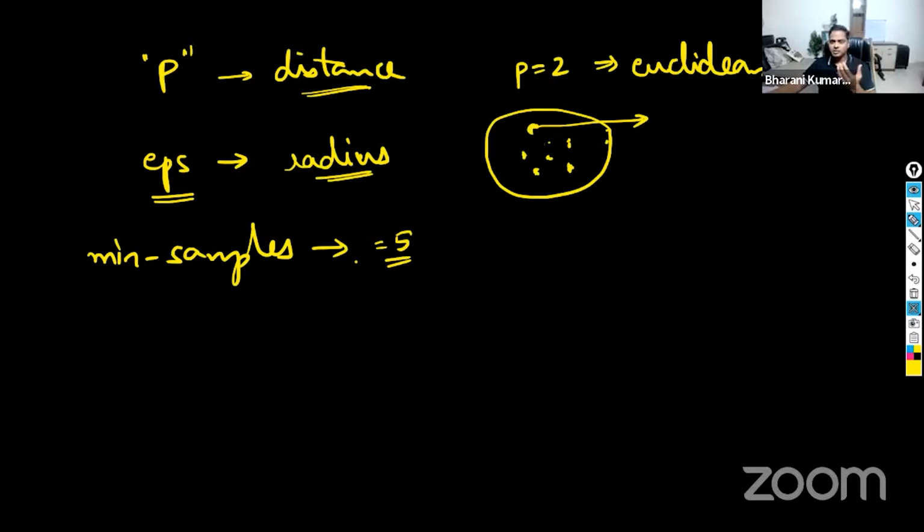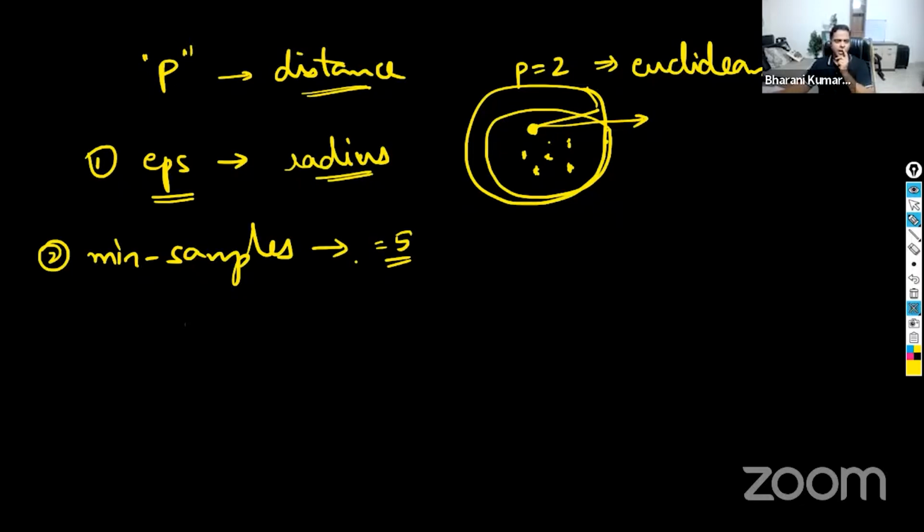To classify whether this is a core point or not, you need to look at EPS and minimum samples. EPS is a radius. You just draw a radius. And minimum points, if you have a minimum of 5 points within that radius, this point would be called a core point. In that way, you perform the exercise for all the data points.